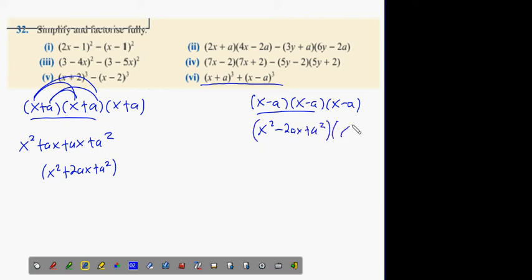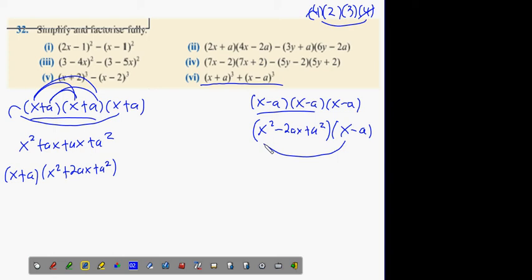And then you have to multiply them both by the third one, don't you? Now I have a way of doing this. I'm going to move this one back to the front. Am I allowed to do that? Why? Because I'm multiplying, and 2 multiplied by 3 multiplied by 4, if I shift the 4 to the front, 4 multiplied by 2 multiplied by 3 is the same thing. So x minus a into x squared minus 2ax plus a squared. Anybody know how to multiply this out?